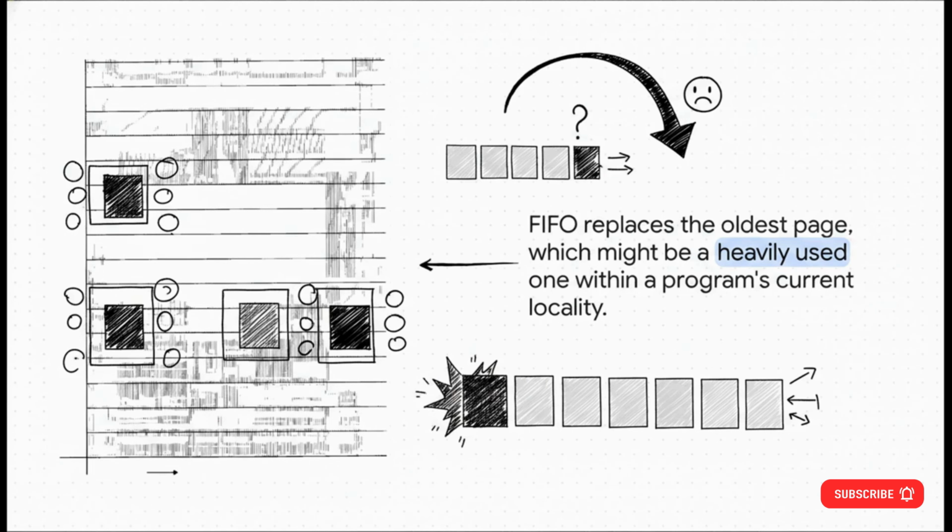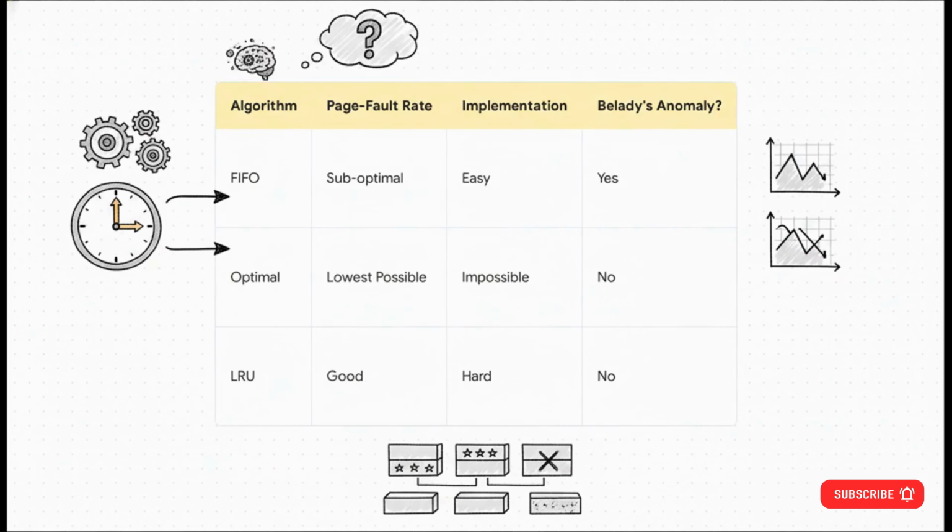The simplest strategy is called first in, first out, or FIFO. You just replace the page that's been sitting in memory the longest. It's really easy to implement, but think about it. The oldest page might actually be a really important one that's used all the time. FIFO also suffers from this bizarre, counterintuitive problem called Belady's anomaly. Get this, in some cases, giving a program more memory can actually cause it to have more page faults. It's totally backwards, but it happens because the new memory size can mess up the eviction order in just the wrong way.